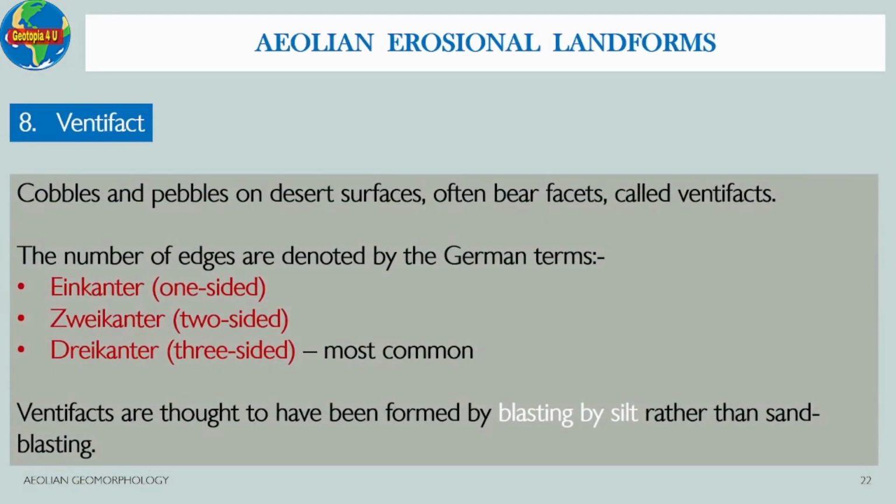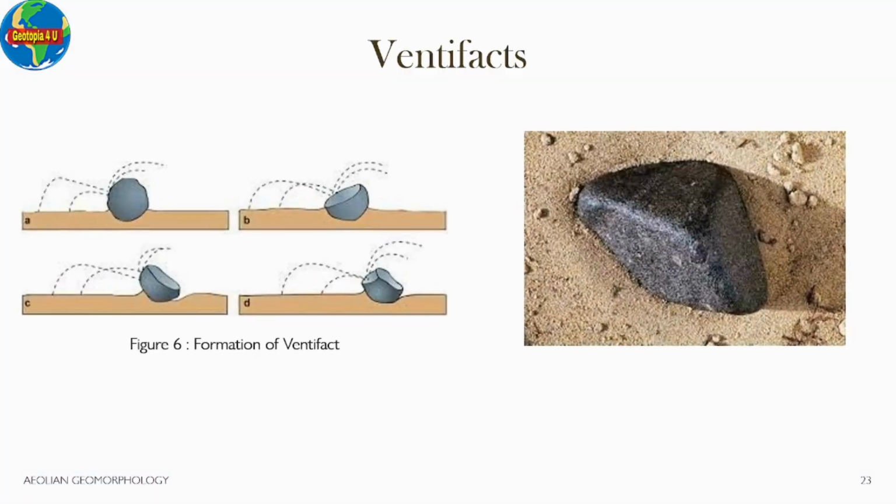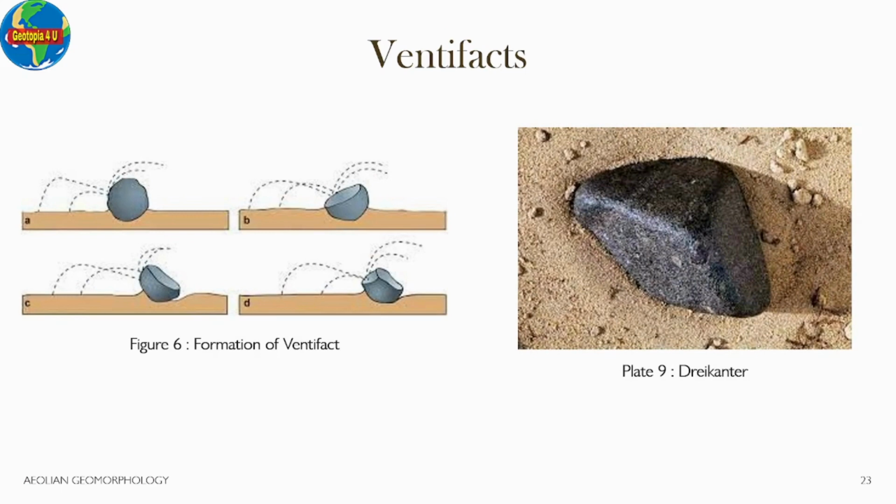Number 8. Ventifact. Cobbles and pebbles on desert surfaces often bear facets called ventifacts. The number of edges are denoted by the German terms Einkanter, which means one-sided, Zweikanter, which means two-sided, and Dreikanter, which means three-sided. The three-sided Dreikanter is the most common among them. Ventifacts are thought to have been formed by blasting by silt rather than sand blasting. In this slide, you can notice the formation of ventifact.